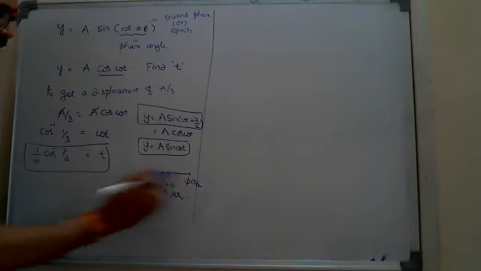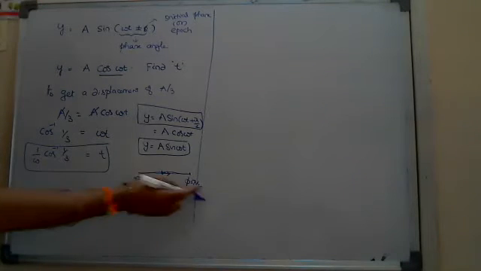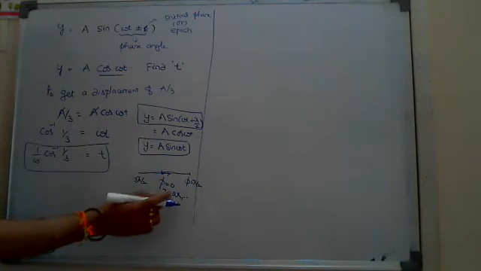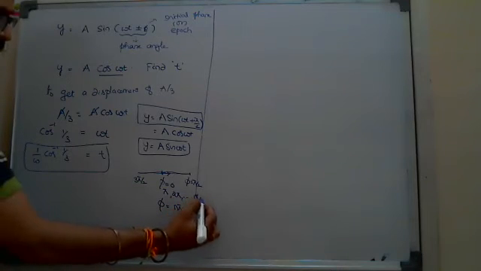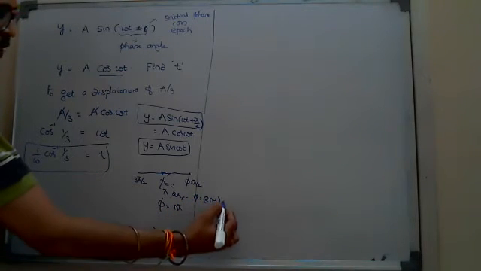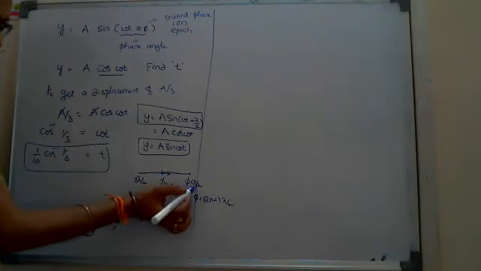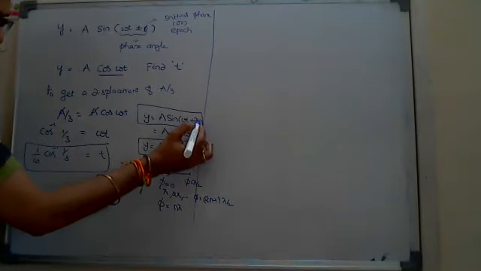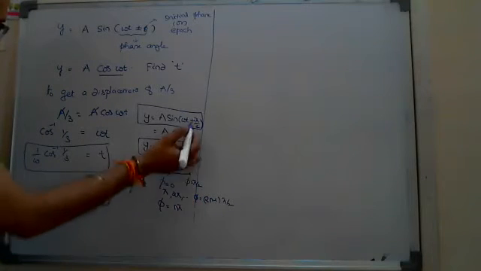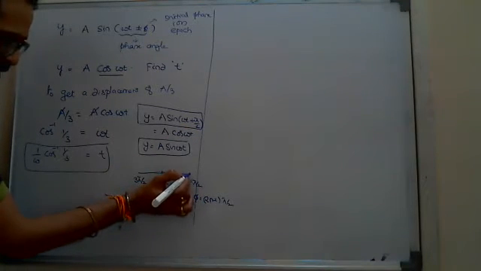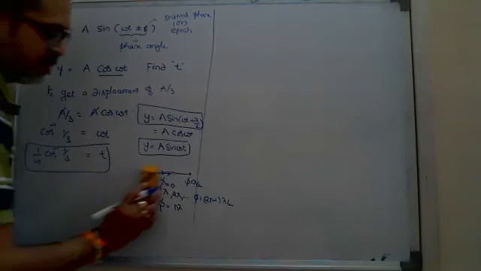The extreme positions are all odd multiples of pi by 2, and the mean positions are all multiples of pi. For a natural number n, the mean positions are in the form n pi, and the extreme positions are in the form (2n minus 1) into pi by 2. So you got phi equal to pi by 2, which means in your problem the particle started from the extreme position. Initial phase is pi by 2. Initially it started from the extreme position.